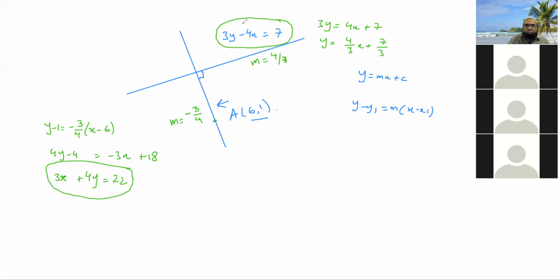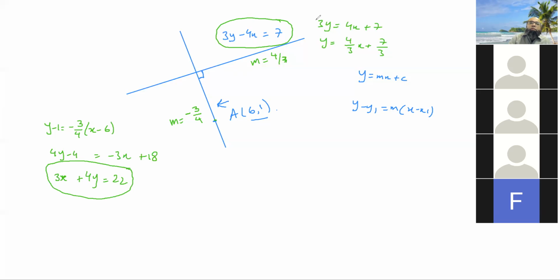No, sir, when we're writing the final answer, how do we know whether x and y are supposed to be on the same side? Can we give our answer in any form? You can give the answer in any form unless it is specified in the question that you have to give your answer in a specific form. Okay.